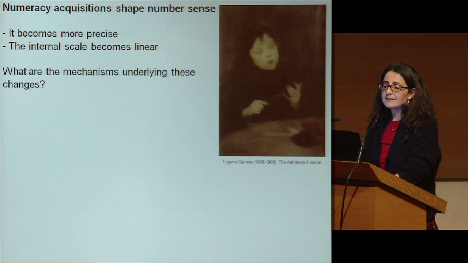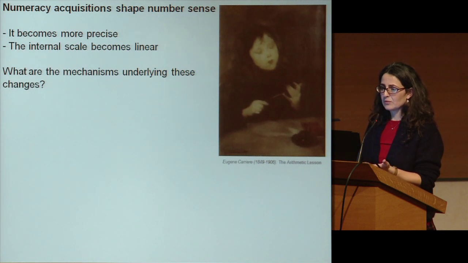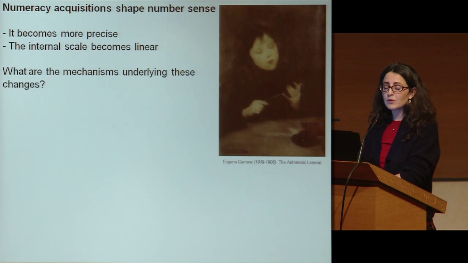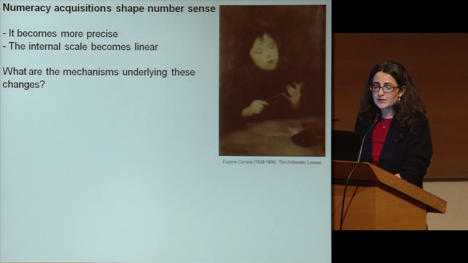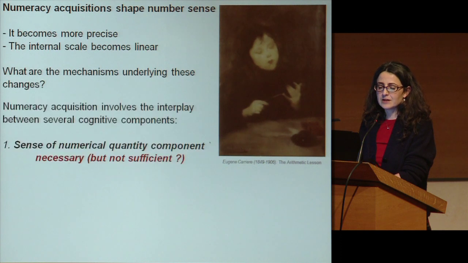So it is clear that not only is number sense foundational for numeracy acquisition, but that there is an influence from numerical acquisition onto number sense. It becomes more precise and the scale becomes linear. Now the real question that we have to face is: what are the mechanisms that underlie these changes?